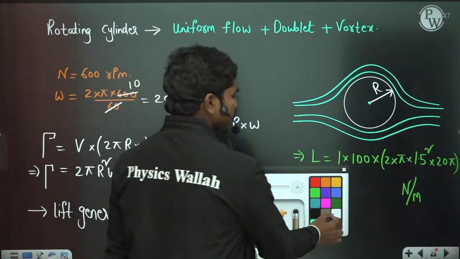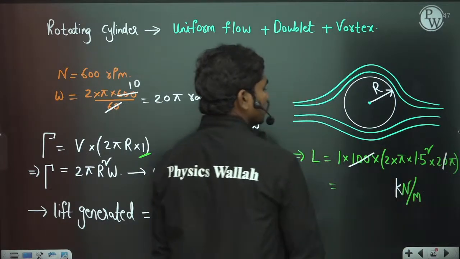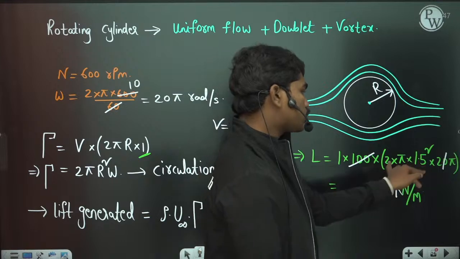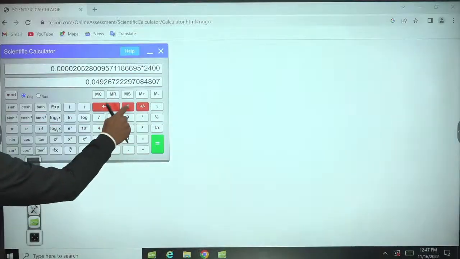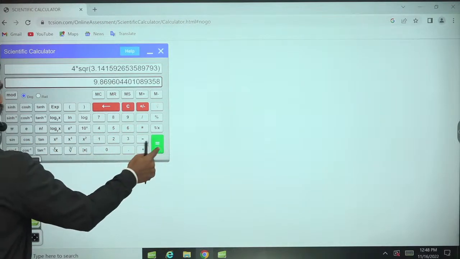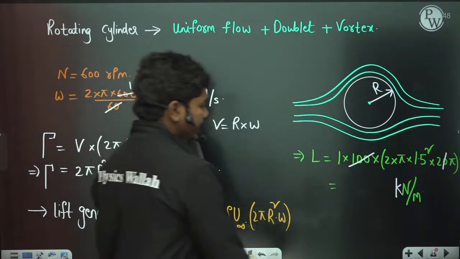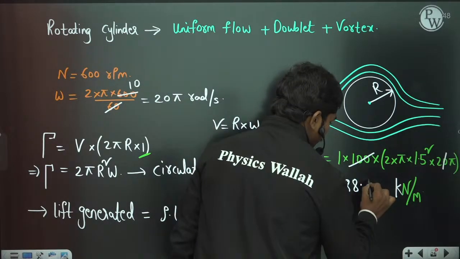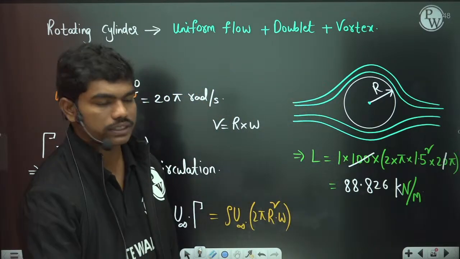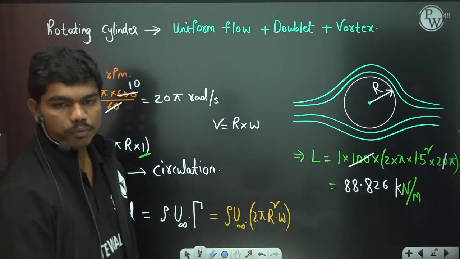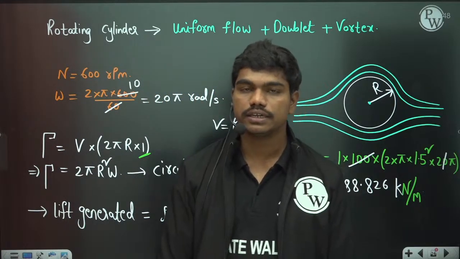If you want the answer in kilonewtons, you can delete these two zeros and write kilonewtons. So this is 2 pi into 2, 4 pi square 1.5 square. Let us calculate this value. 4 pi square 1.5 square. So we get 88.82 kilonewtons per meter. Yes, we are getting 88.82, correct. 88.82 kilonewtons per meter is the lift that is getting generated here on the cylinder basically.